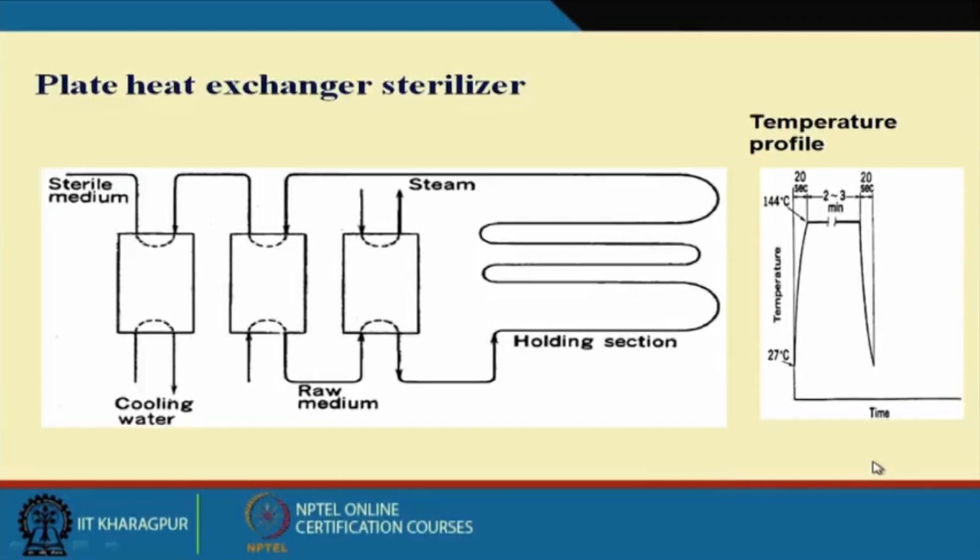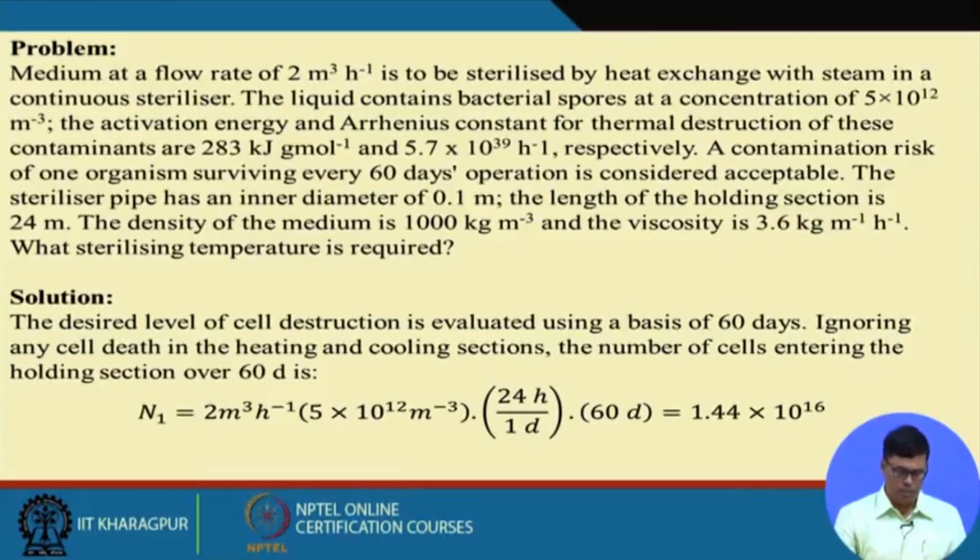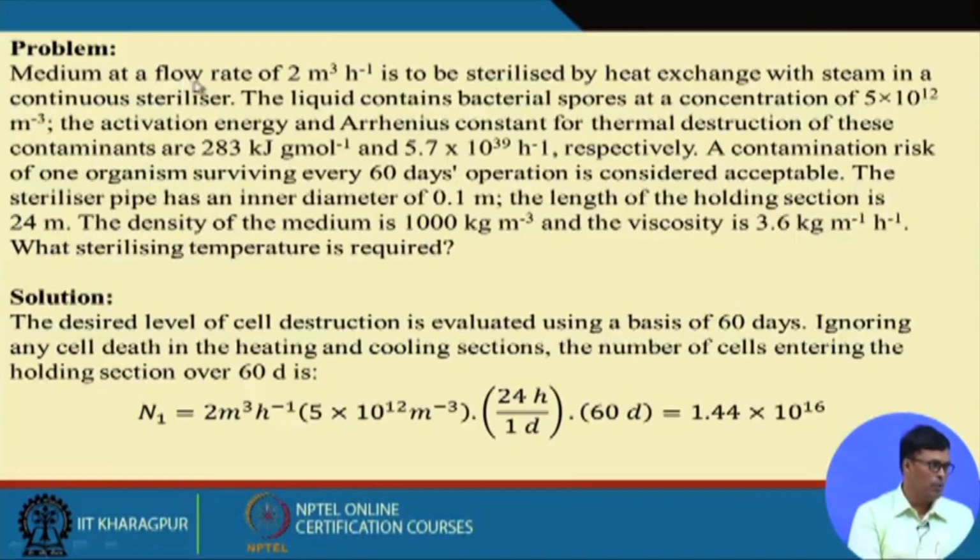So let me discuss some problem related with the medium sterilization process, so that we can have better understanding on the process. Now the problem is like this: media at a flow rate of 2 meter cube per hour is to be sterilized by heat exchanger with steam in a continuous sterilizer. The media contains bacterial spores at a concentration of 5 into 10 to the power 12 per cubic meter.